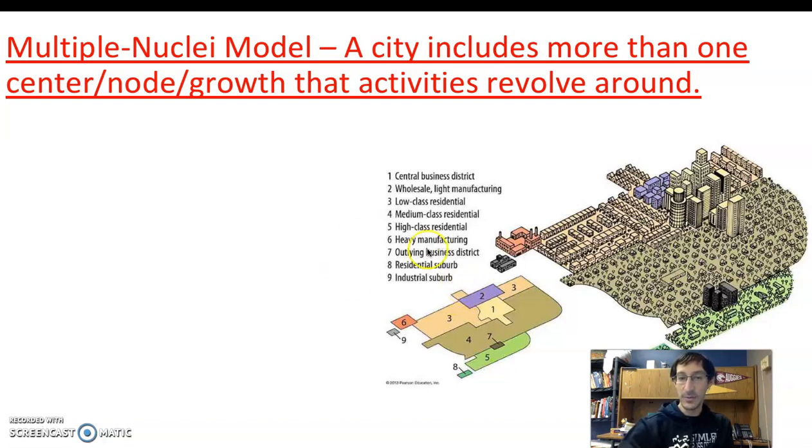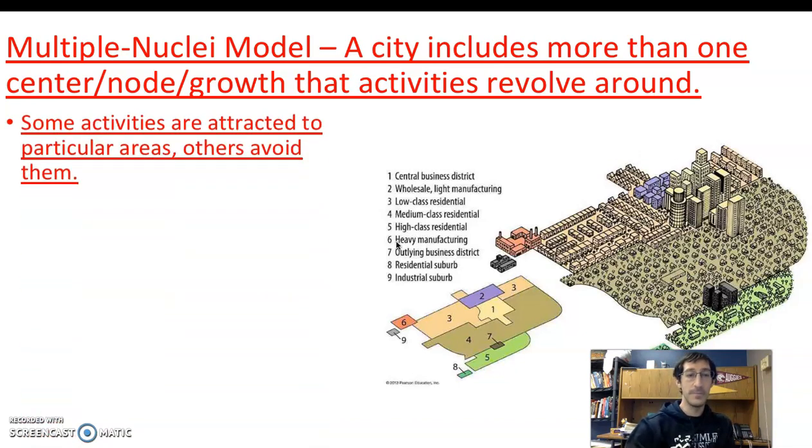a residential suburb and an industrial suburb. So an industrial suburb would be one that focuses on manufacturing outside the main city, but still heavily in industry or factory-wise. So that would be something like South St. Paul with meatpacking, which would be considered an industrial suburb, or at least historically an industrial suburb, right?